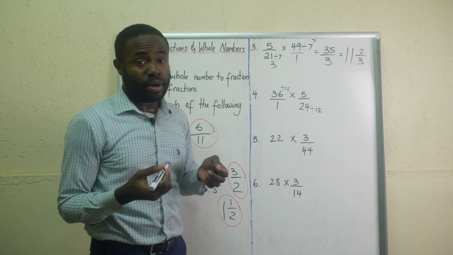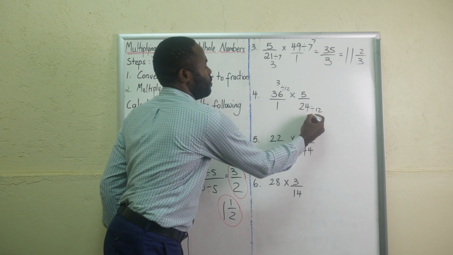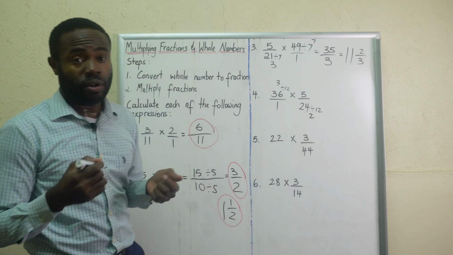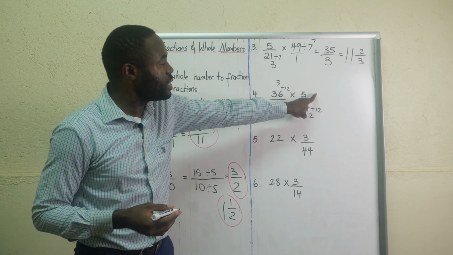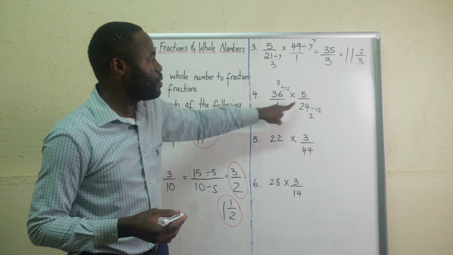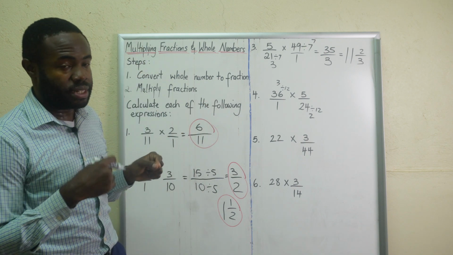So 36 divided by 12, that would be 3, and 24 divided by 12, that would be 2. So let's multiply now. What are we left with? Or we could check this diagonal, 5 and 1. That can't be reduced, right? Whenever you can't reduce anything else, that's when you multiply your numerators and denominators.